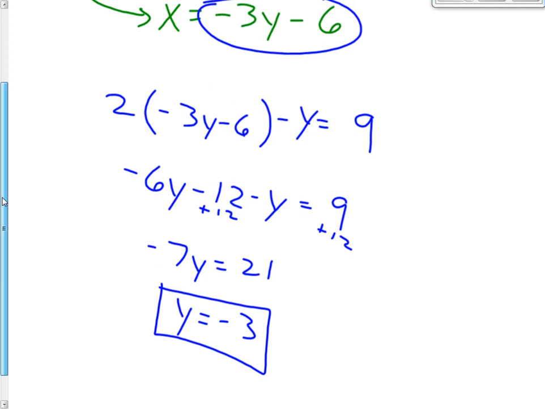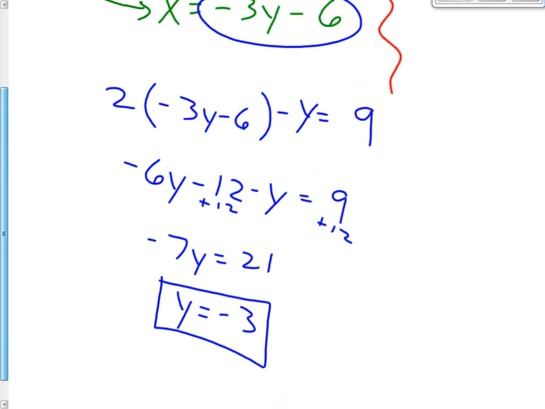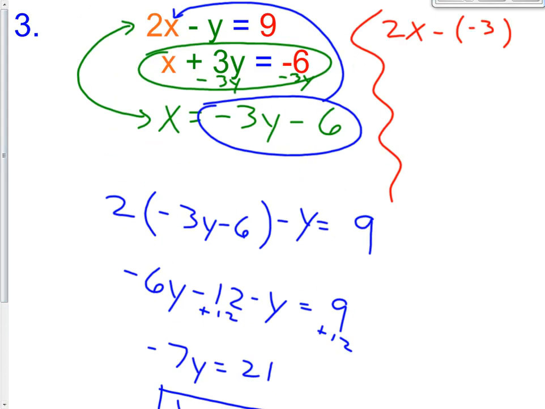Let's now find our x coordinate. Once again, you could use either one of these two equations to find your x coordinate. It doesn't matter. They're both going to get you the right answer. So we'll just use the top one again. 2 times x, I want to find what x is, minus y, and we found y to be a negative 3. That equals 9. So all I did was I used this equation right here, and instead of y, I put in a negative 3. So now let's solve for x.